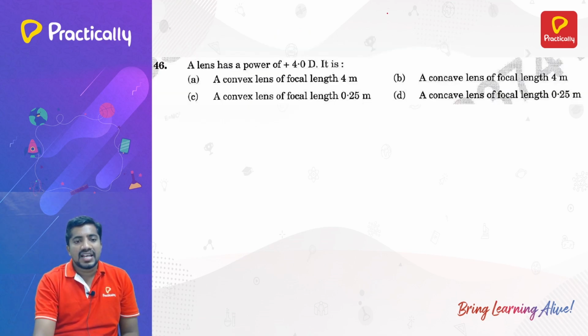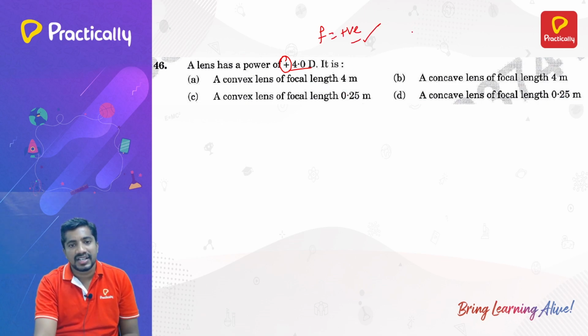46. A lens has a power of 4D. They mention clearly power is positive. Power is positive and focal length is positive. Focal length is positive for a convex lens. So the lens is convex, that is clear.